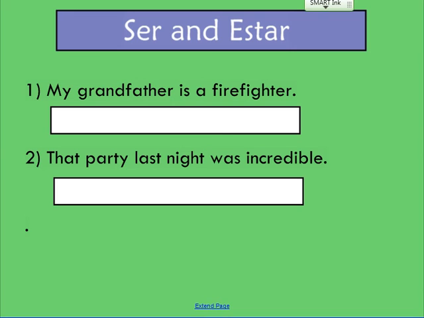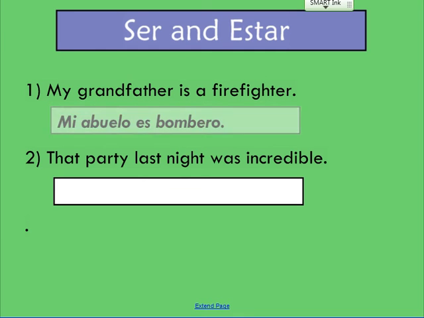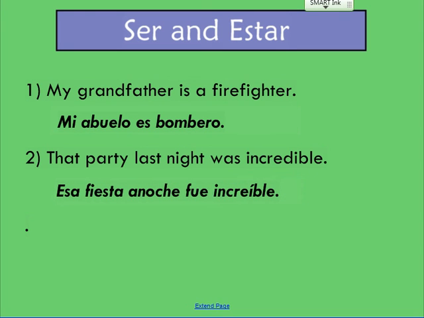Now it's time to challenge yourself. Can you translate each of the following sentences to Spanish? Pause the video and give it a shot. A little harder this time, huh? Here's what you should have. Mi abuelo es bombero. Esa fiesta anoche fue increíble. Pause the video to make corrections if you need to.